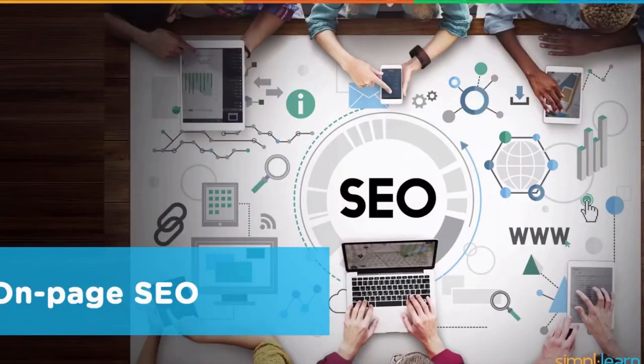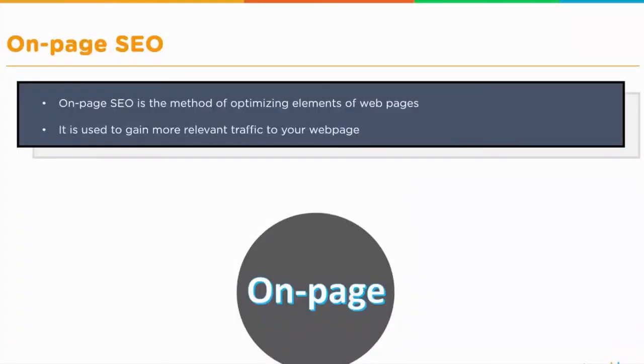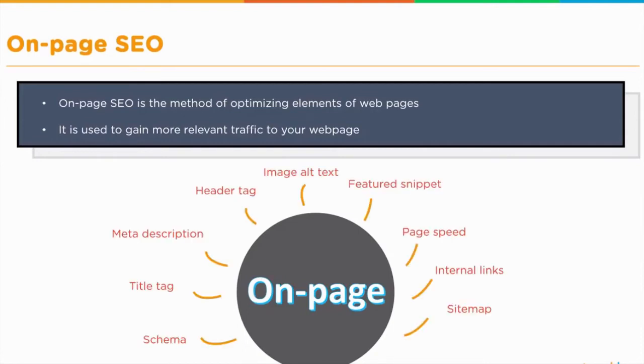So let's talk about on-page SEO. And so this is the first part of our SEO effort. We want to focus on on-page SEO first. And so on-page SEO is the method of optimizing elements of web pages. Remember, these are all the items we want to do on our website to be relevant for certain search queries. So the idea behind this is to make our web pages more relevant for specific search queries on search engines. And so there are a number of different elements on our website, on a particular web page, that we want to manipulate or optimize, if you will, to be relevant for a search engine query.